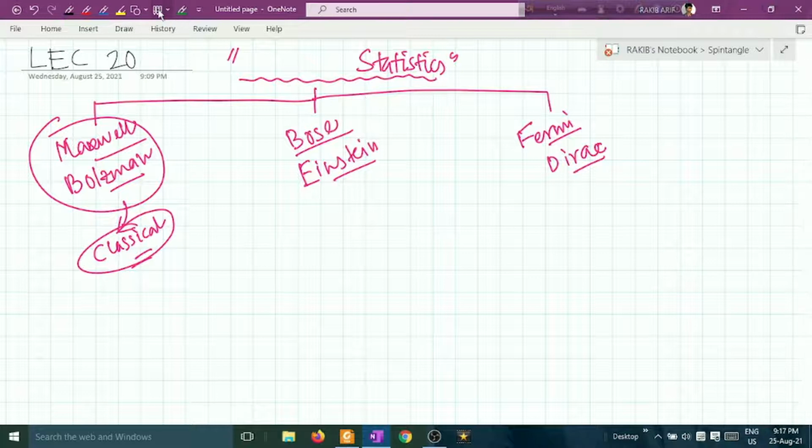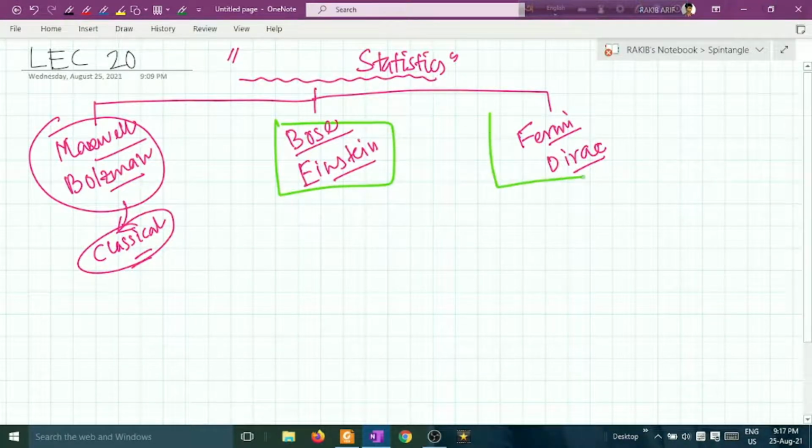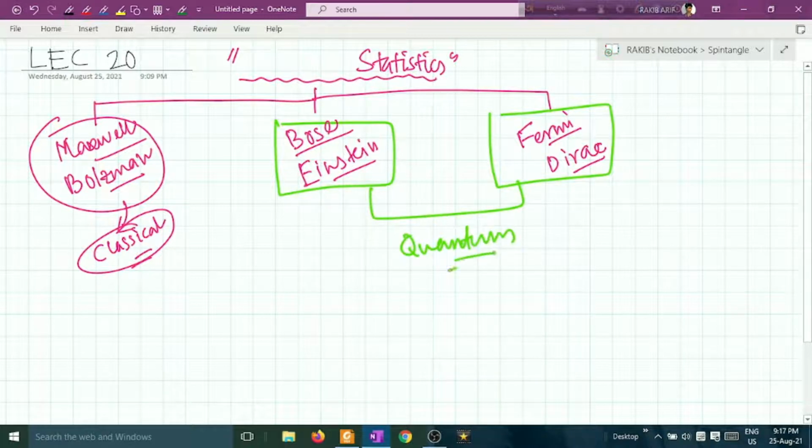But in the case of these two statistics, this one the Bose-Einstein statistics and this one the Fermi-Dirac statistics, they are called quantum statistics. Why are they quantum statistics? Because the particles are identical and indistinguishable. The particles are identical and indistinguishable in both cases. So I am writing identical in this case also.